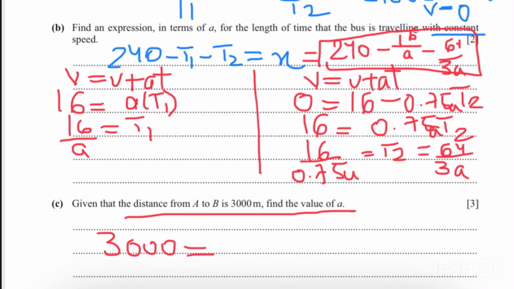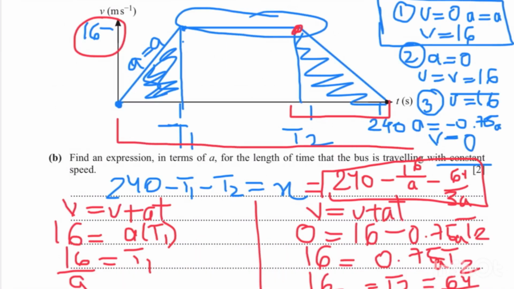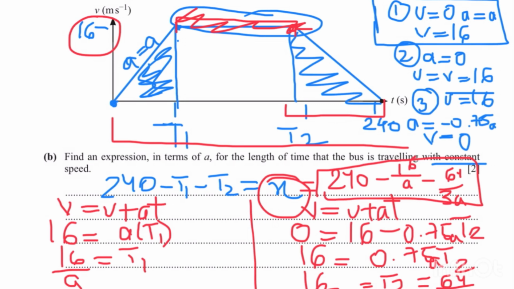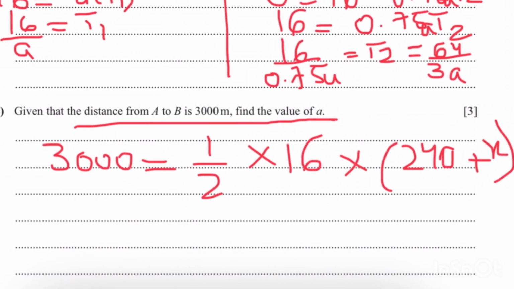And the graph is in the shape of a trapezium, and when we incorporate the formula of the area of a trapezium, that will be half times the height, which in this case is 16, multiplied by this base, which is 240, plus this entire base, which we will write as x. I have used x because this is the same x we used in part B, which was the length of time that the bus was traveling at a constant speed, which was this line. So when we simplify this formula, this becomes x is equals to 135.